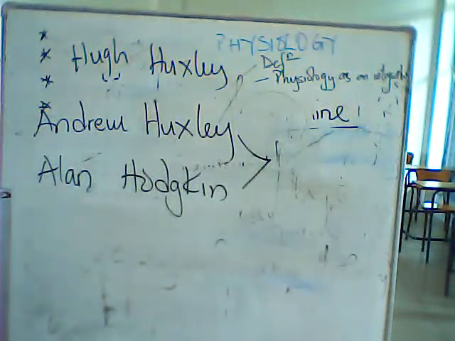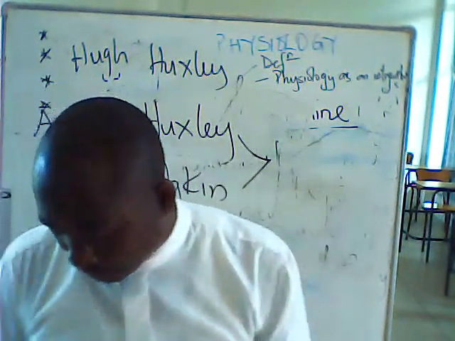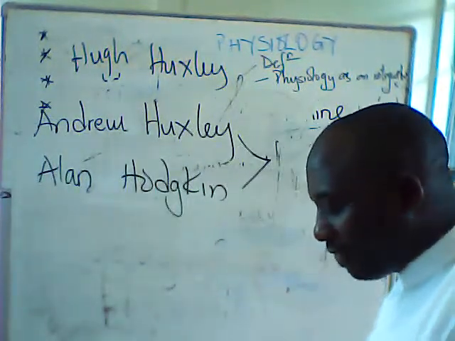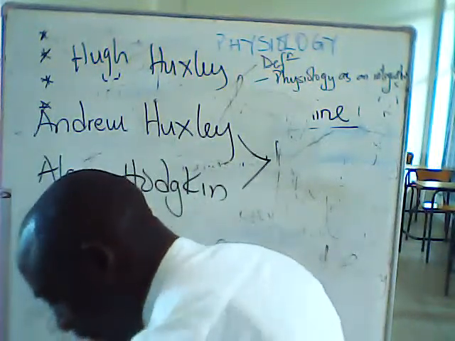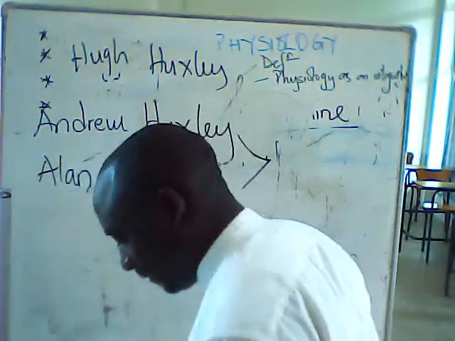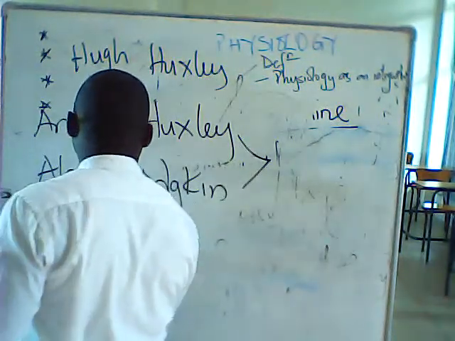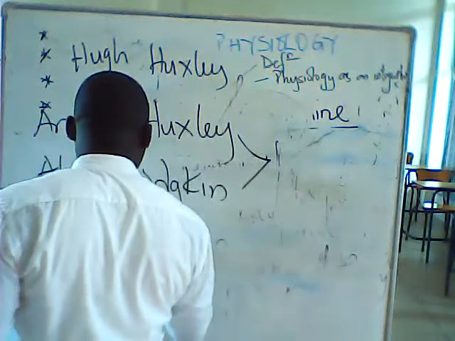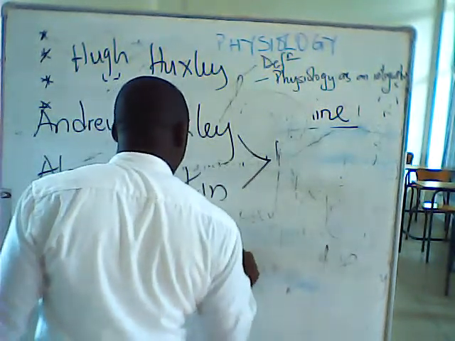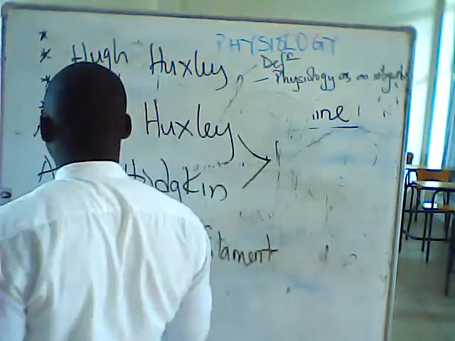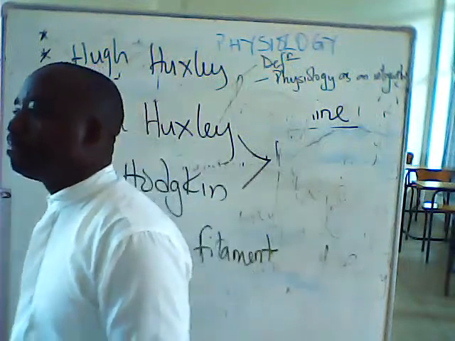Okay, so the next one was what? Andrew Huxley and Huxley. They made advances in the study of muscles with the discovery of the sliding filaments in skeletal muscles. They discovered what? The sliding filaments. We'll come to that. That means they described the sliding filament theory.